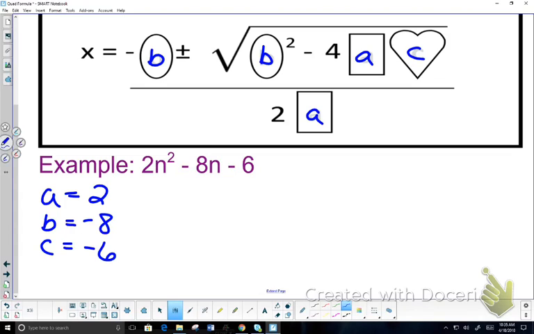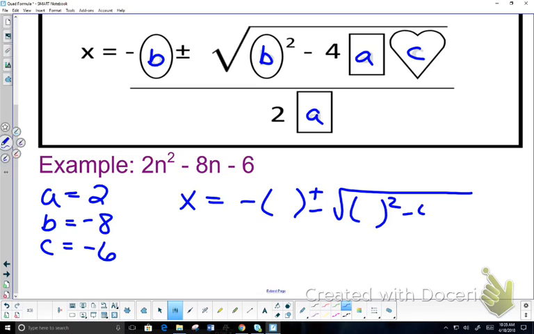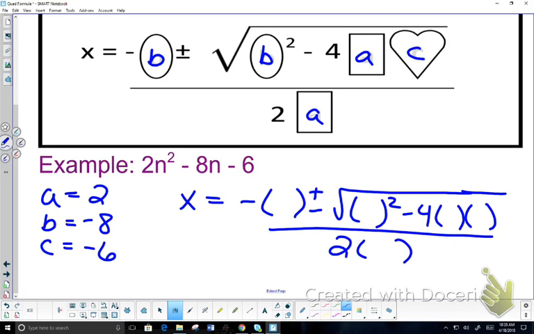Okay. So then I'm going to write my formula. It goes x equals negative parentheses plus or minus the square root parentheses squared minus 4 parentheses parentheses all over 2 parentheses. Where did all those parentheses come from? That's where all the letters were, right? I'm just replacing them all.